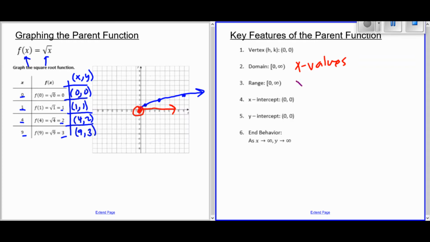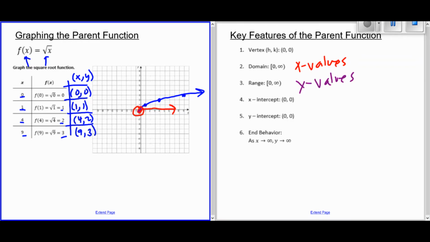The range is similar, but remember, range again has to do with y values. So if I start again at my vertex, notice my graph goes above my vertex. All these points that I'm putting here, these purple dots, are points in my graph. Those are all above the vertex, which means my y values are all above that y value of 0. So it's going to be 0 all the way to infinity, because they're all above the vertex.